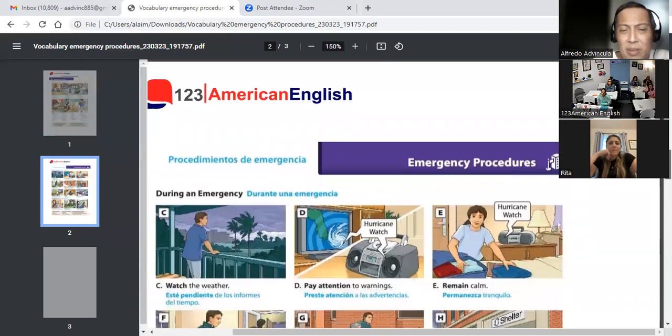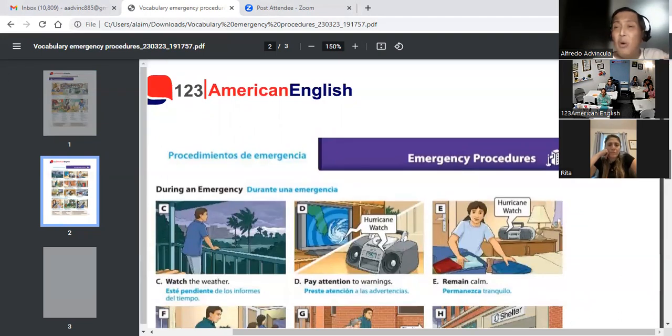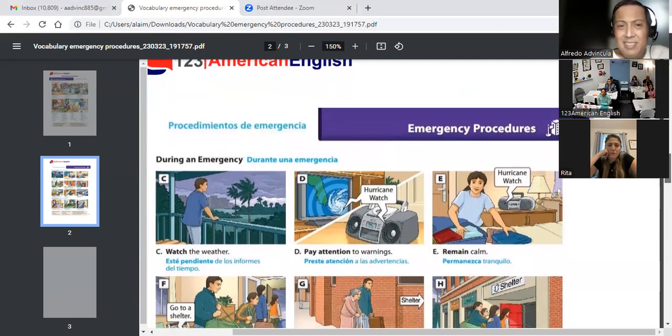And now we've reached the part about what happens during an emergency. Okay, verbos. We talked about before, we talked about the planning, we talked about a lot of the items that you should prepare. But now this is during the actual emergency. So I think we have letters here now. So letter C is watch the weather.